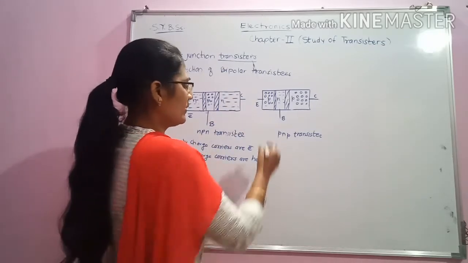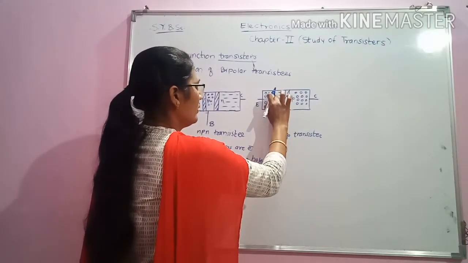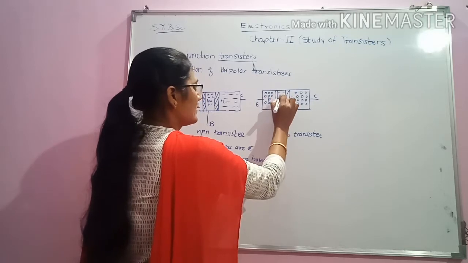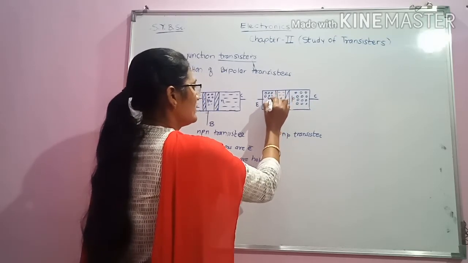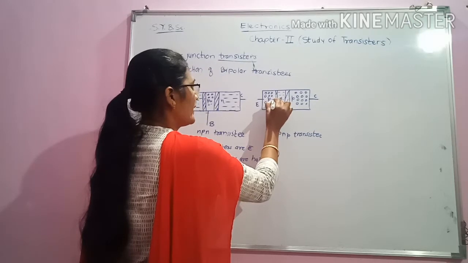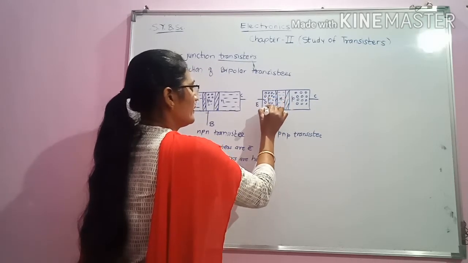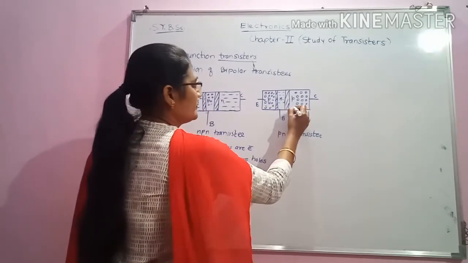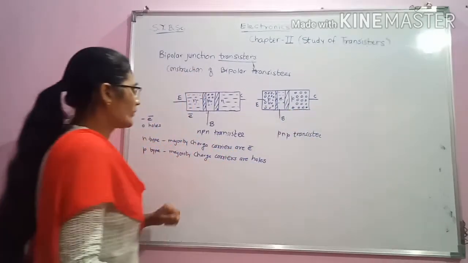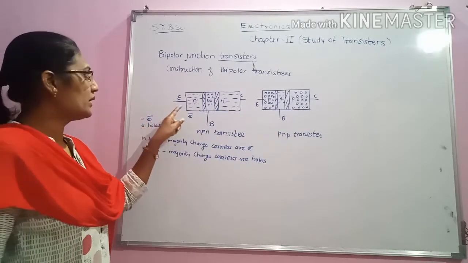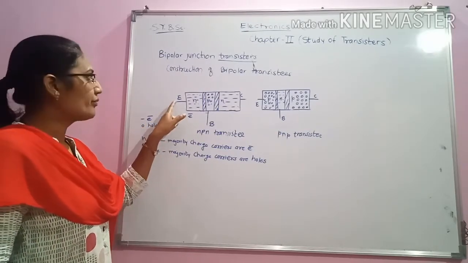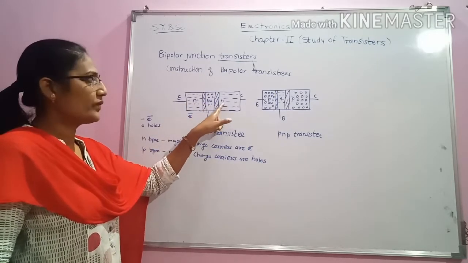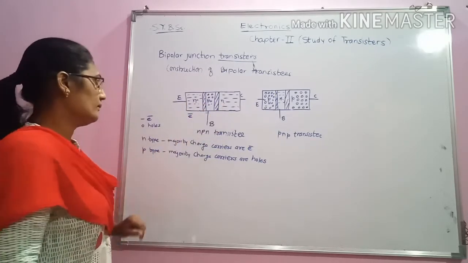Here also one can make, as shown here, this portion less and this portion somewhat wide. So one by one we will see what is the working of the emitter, then what is the working of the base, and what is the working of the collector.